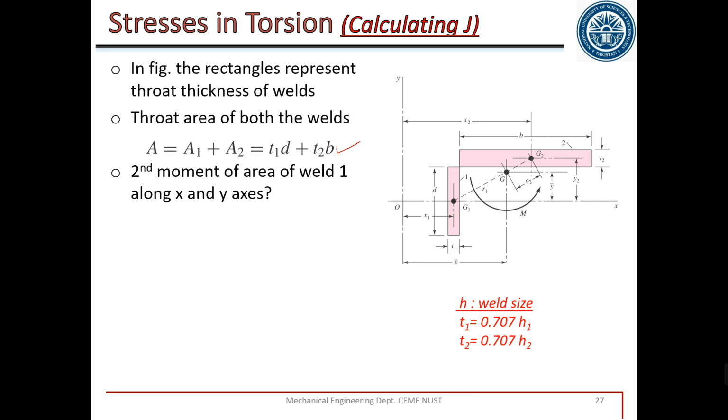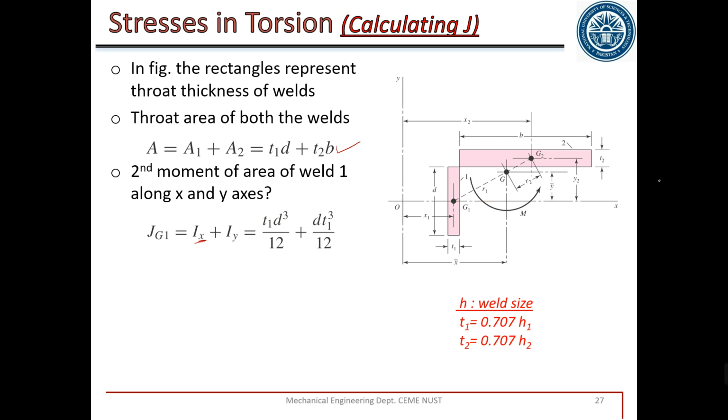Second moment of area for weld 1. What is second moment of area? J. What is J? J is Ixx plus Iyy. What is Ixx? BH cube by 12 in x direction, and similarly BH cube by 12 in y direction. What is x axis? This is x axis. If you take this as x axis, in this case this is B and this is H. So T1 d cube by 12 is Ix.